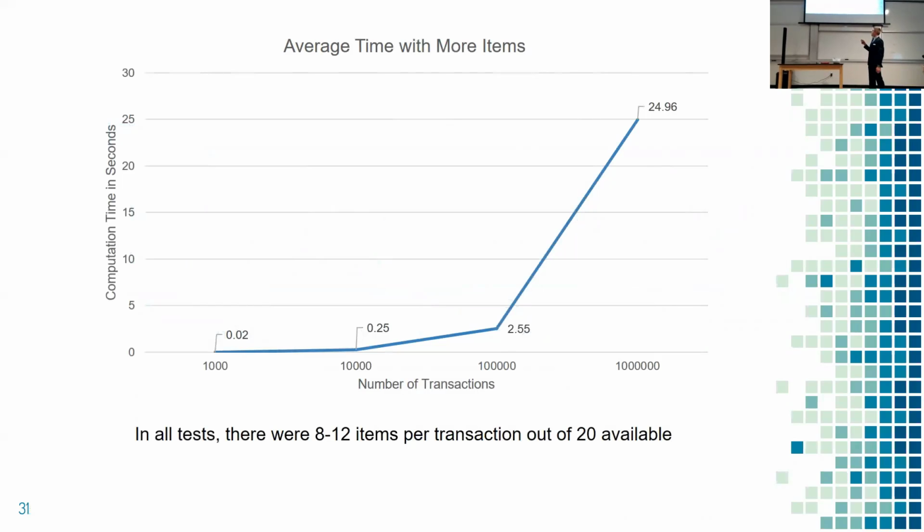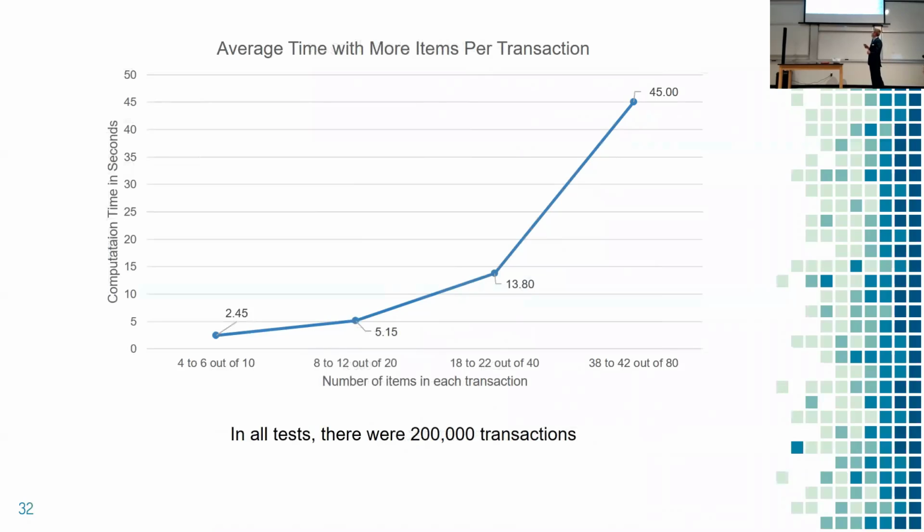Here I increased the number of transactions incrementally by a power of 10, and the time also increased by a power of 10. From 1,000 to 10,000 to 100,000 to a million, the time went from 0.02 seconds to 0.25 to 2.55 to 24.96. So this showed linear growth. As I increased transactions linearly, I also increased the amount of time it took to calculate all of the combinations linearly. When I increased the number of items per transaction, it showed exponential growth.